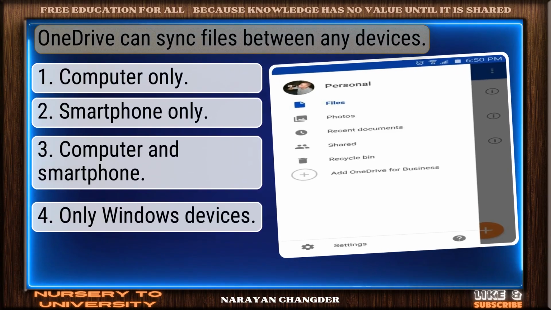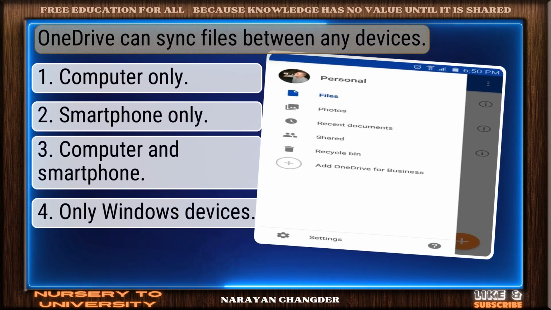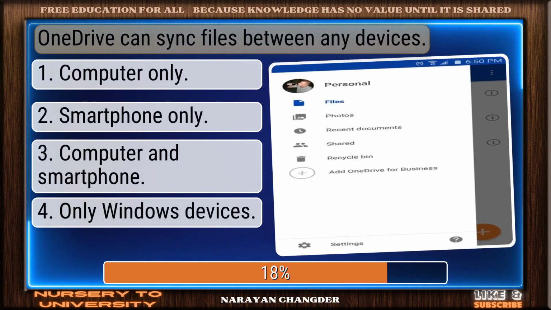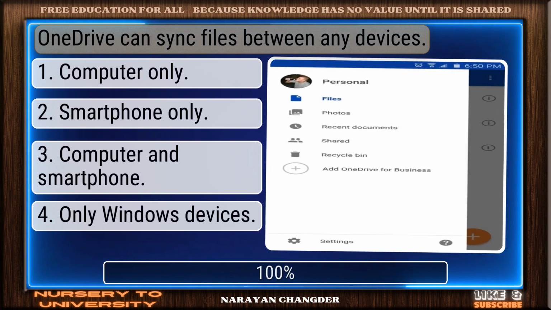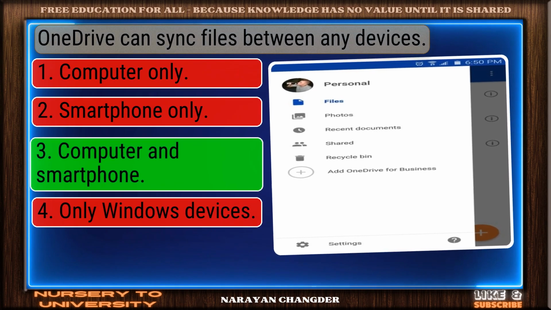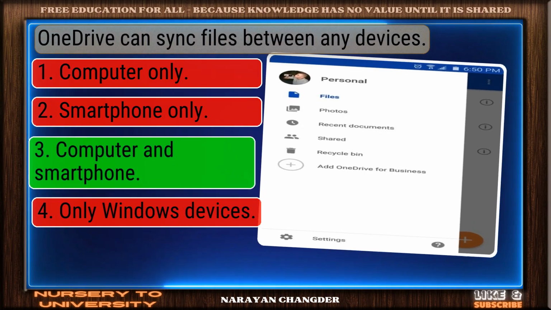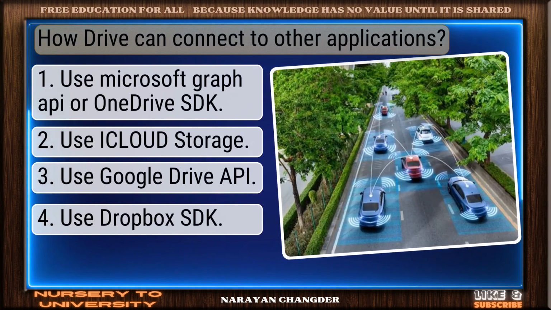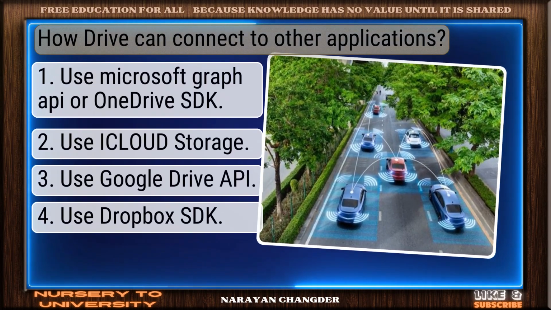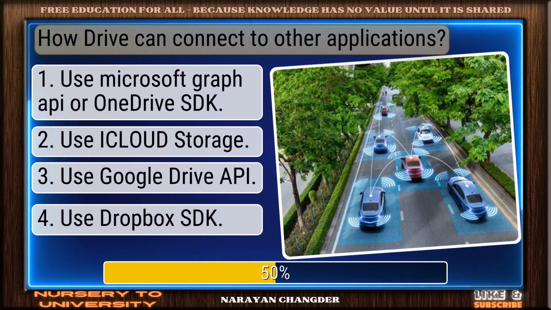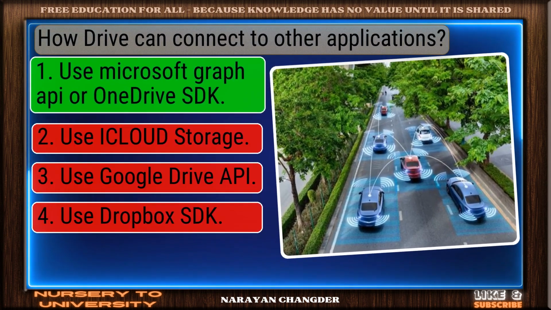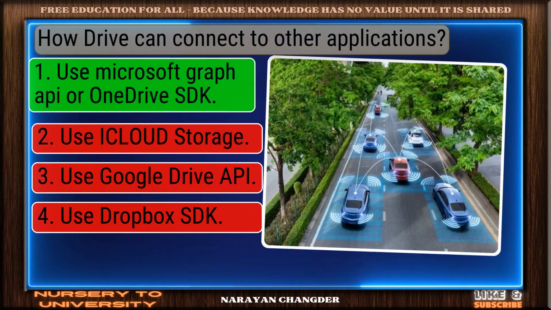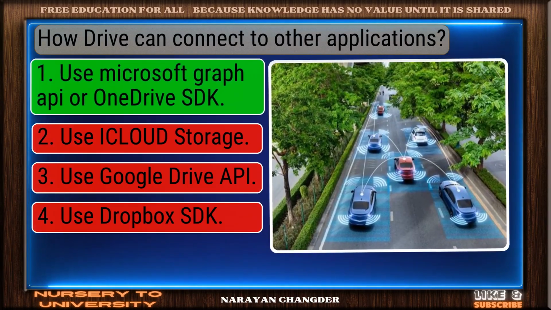Question number 55. OneDrive can sync files between any devices. Perfect. Computer and smartphone is the correct choice. Question number 56. How can OneDrive connect to other applications? Well done. Use Microsoft Graph API or OneDrive SDK is the right choice.